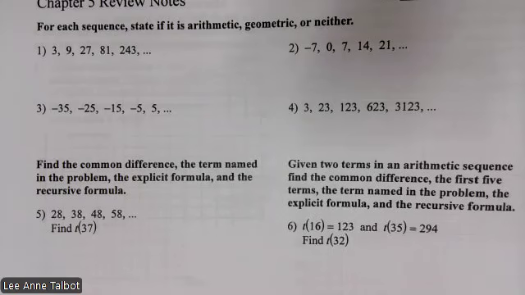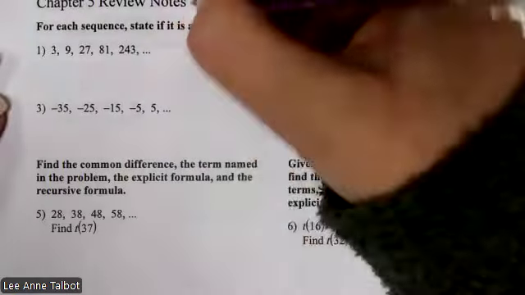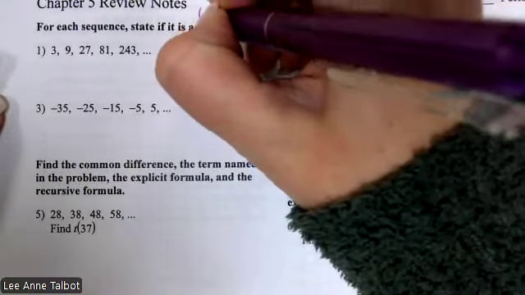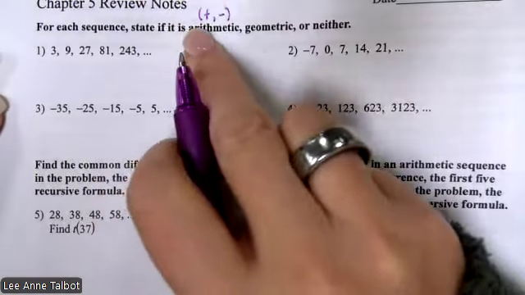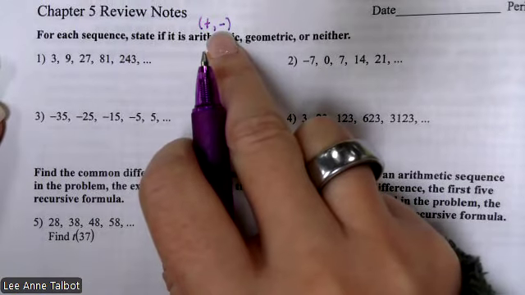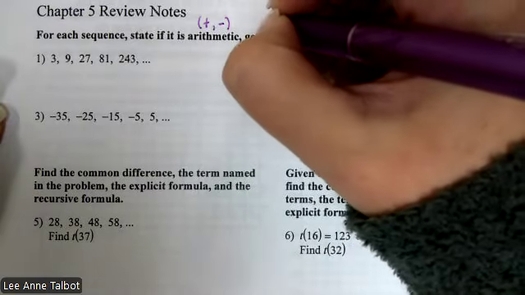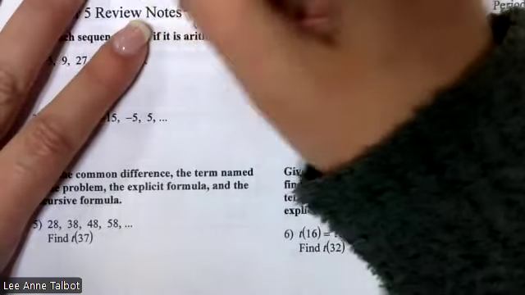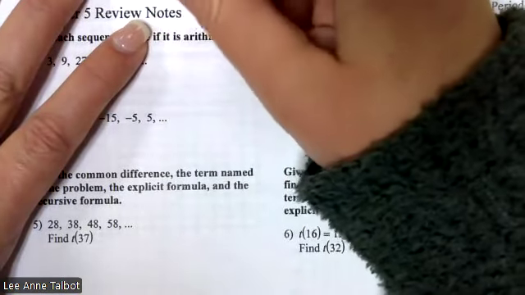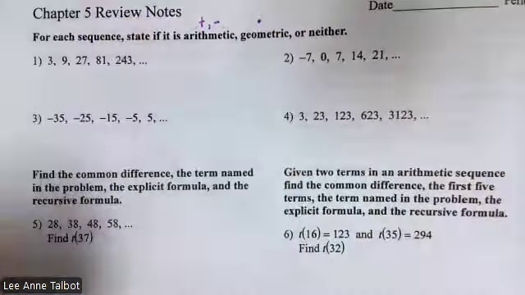For each sequence, state if it's arithmetic, geometric, or neither. Just to remind you, arithmetic is plus and minus, the same thing each time. Geometric is multiplication, which I guess I'll do a dot. And neither is neither of those.